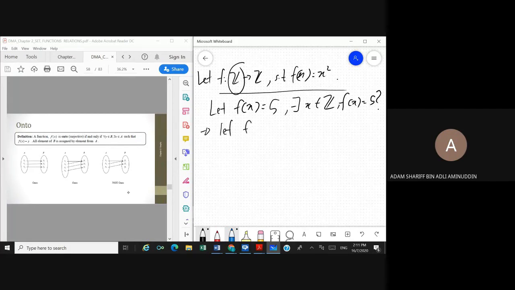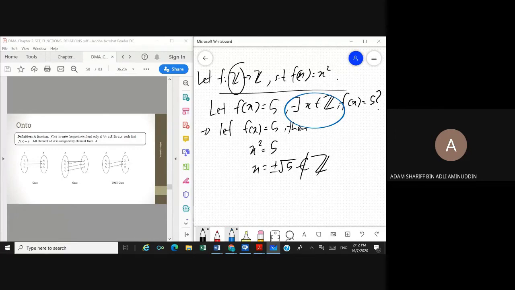Let f(x) equals 5, then x squared equals 5. What is x? x is plus or minus the square root of 5. To link this to the statement "there exists x that is an integer," my counter proof is that this is not an integer. The square root of 5, plus or minus, is definitely not an integer.